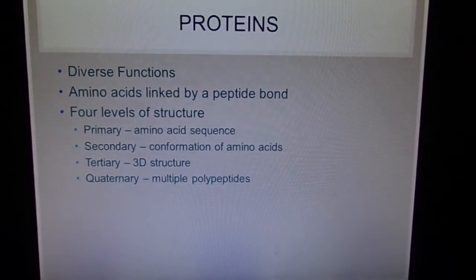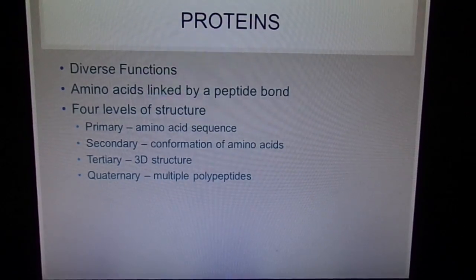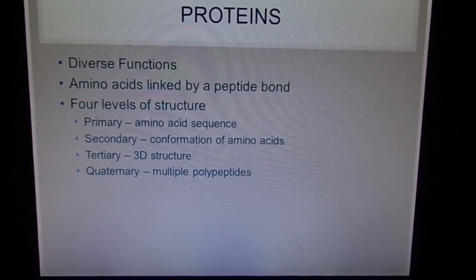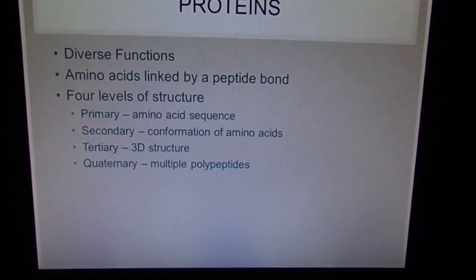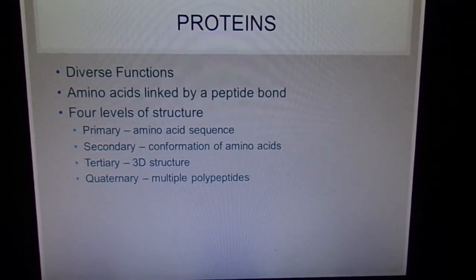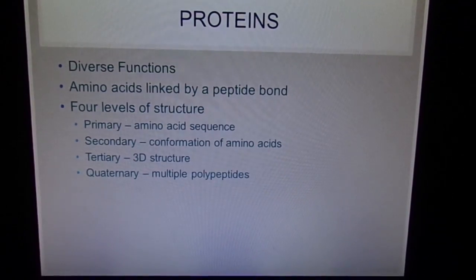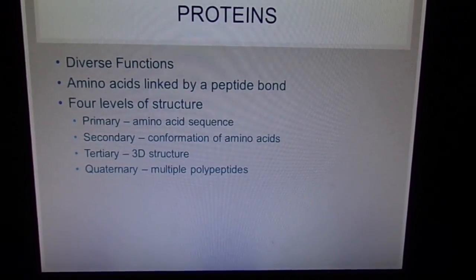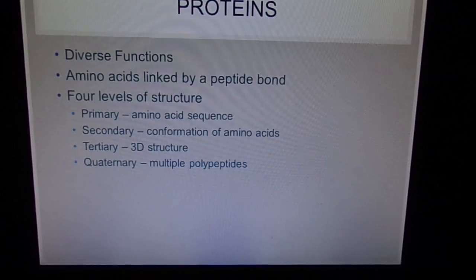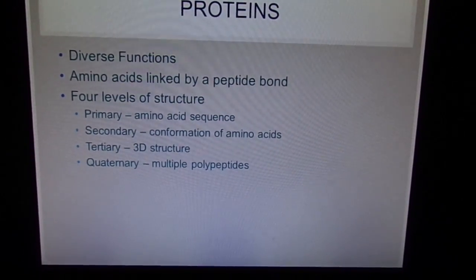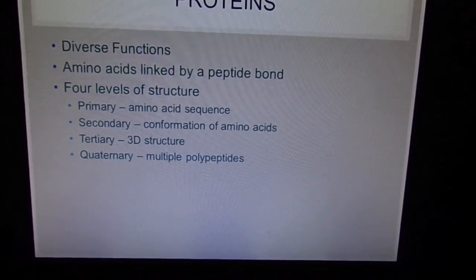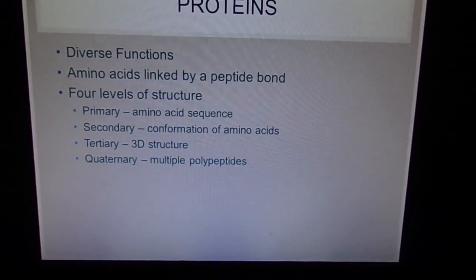Proteins have very diverse functions: transport proteins, structural proteins, proteins used for movement, very many things that a protein can do. Proteins are made of amino acids linked together by a peptide bond. They have 4 levels of structure. There's primary, which is the amino acid sequence, like what amino acids do they have and in what order. There are only 20 of them.